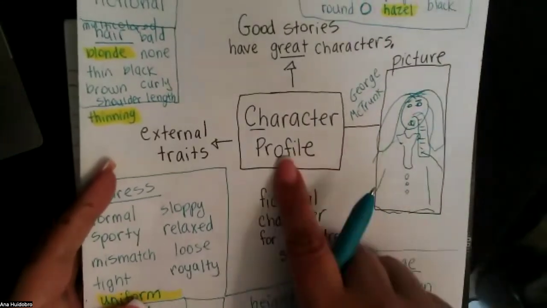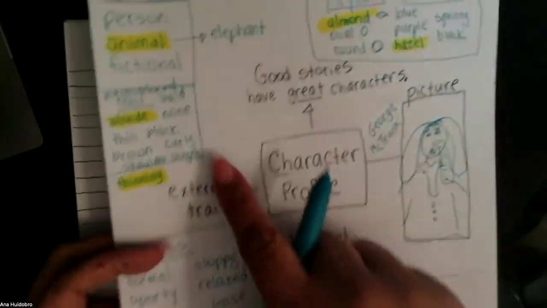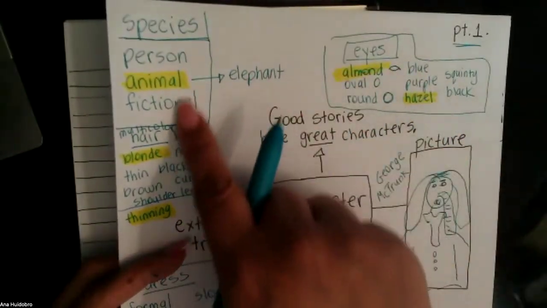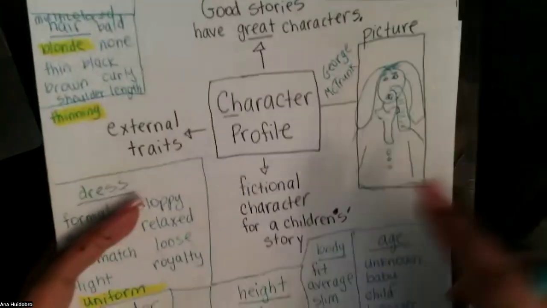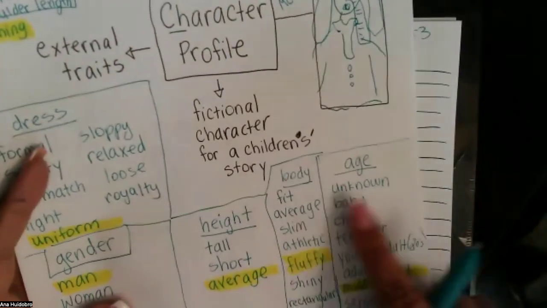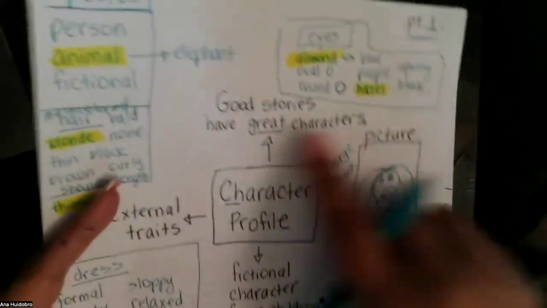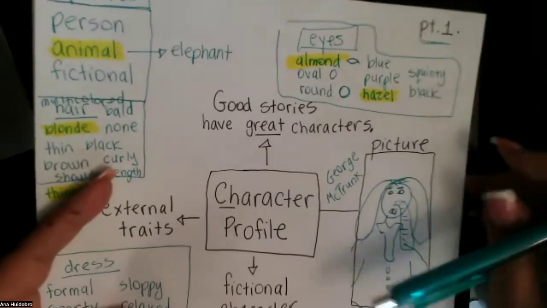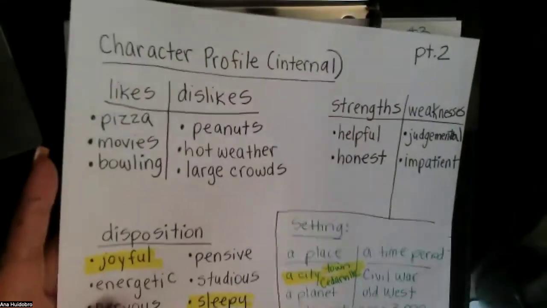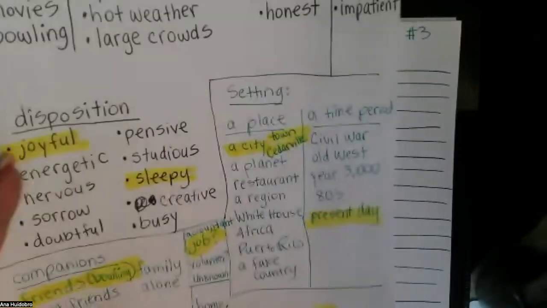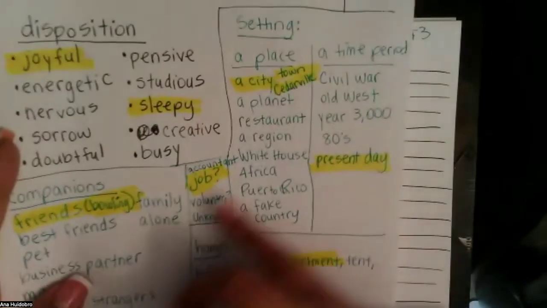So if you saw number one and number two, number one was the character profile with external traits: what kind of character it is, what kind of eyes, species, hair, the body, the age, the height, the gender, the dress. If you haven't done that, you need to do part one and two before doing part three. Part two is more of the internal likes, dislikes, strengths, weaknesses, disposition, setting, and companion.